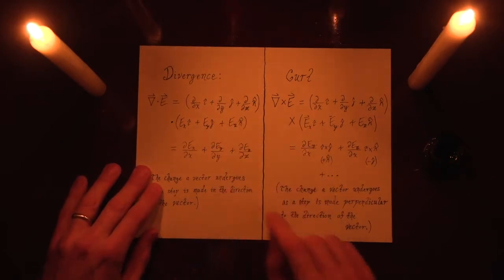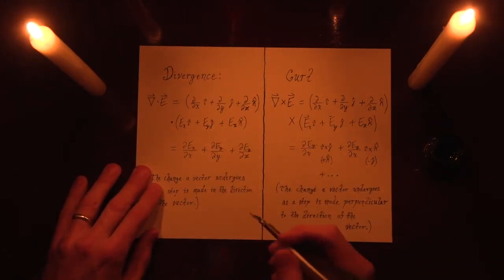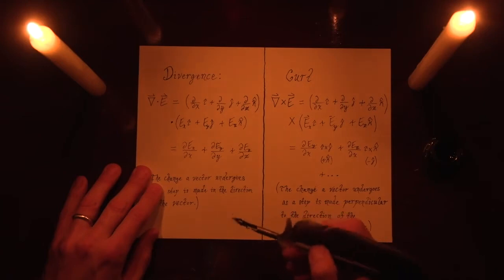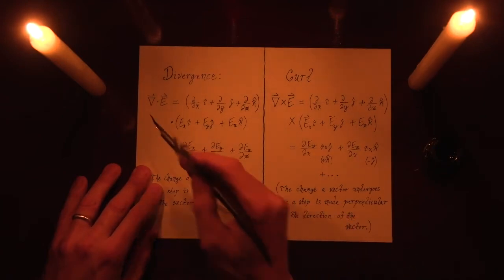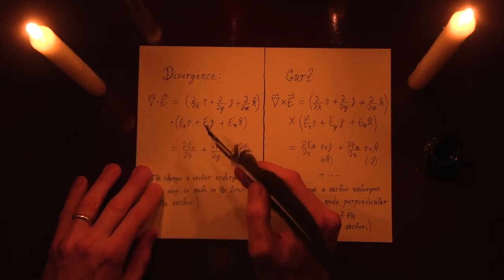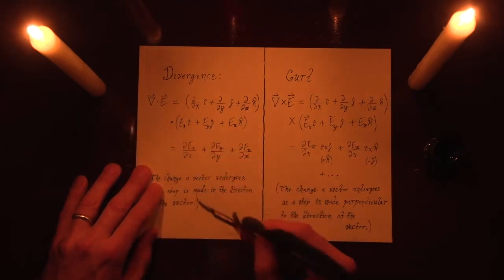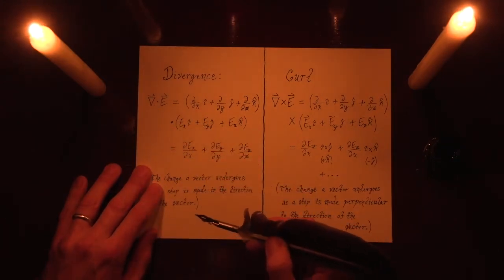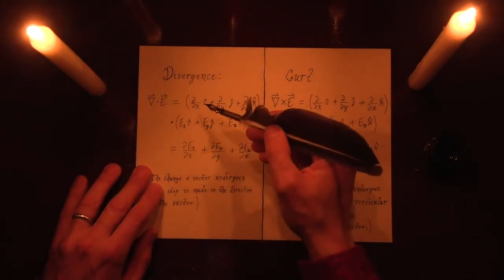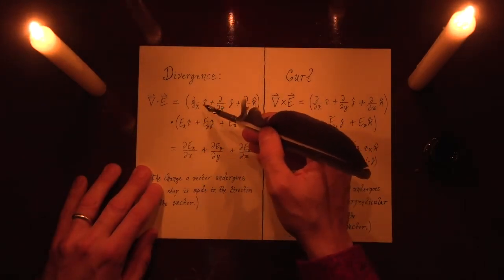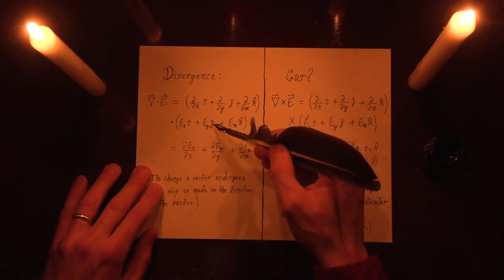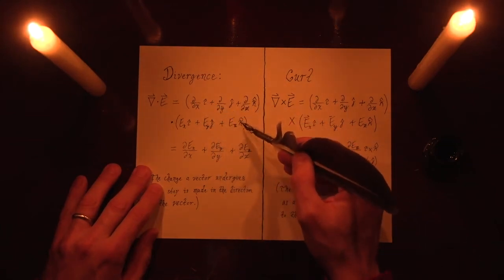Now, this dot product is like the dot product that we've been studying all along. Like, for example, in the work formula, work equals F dot D or FD cos theta. The dot product is not zero when the vectors are parallel to each other. In other words, i hat dot i hat is 1, but i hat dot j hat is 0, and i hat dot k hat is 0.